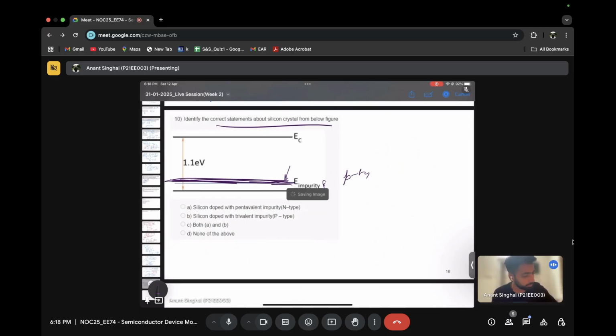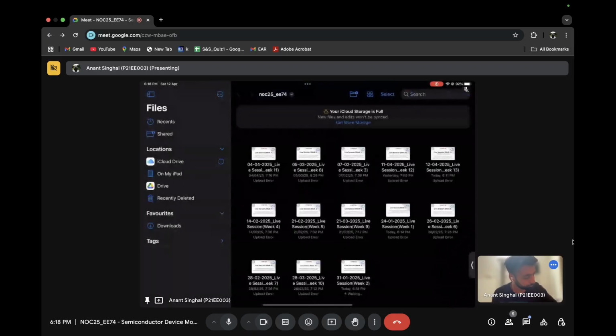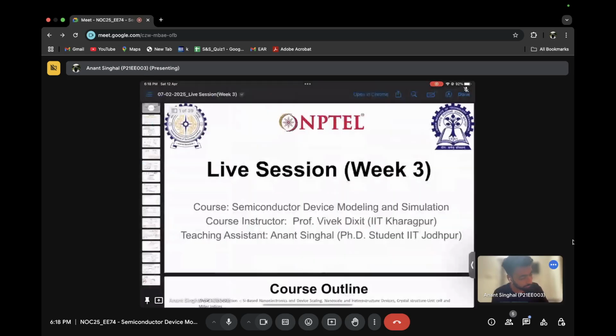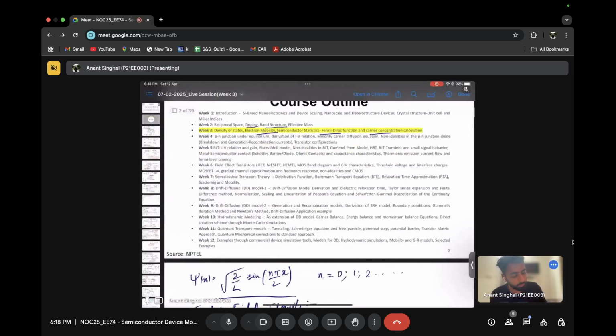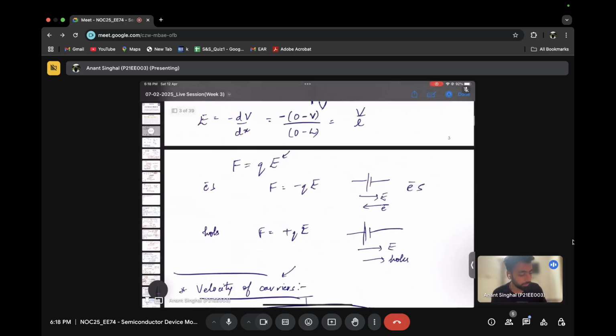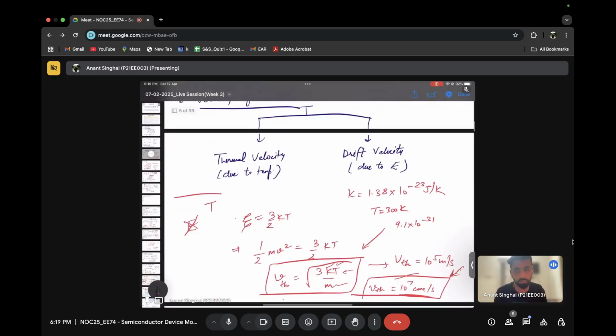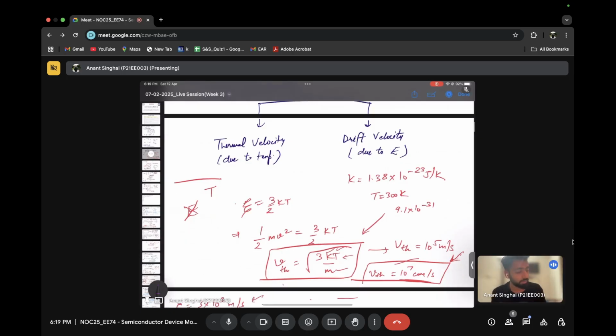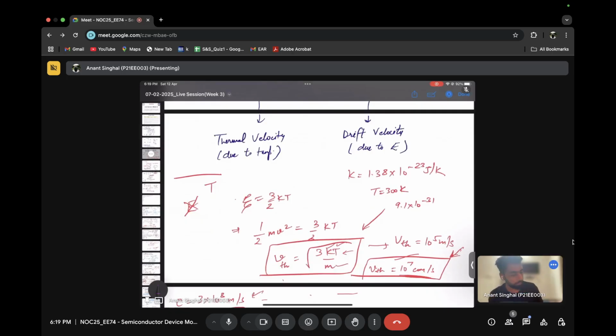Then we went towards, where is week three? Yeah, here. We went towards more of the mathematics: what is the density of states, what is the mobility, how does the electron look like, or what is the distribution of electrons in a device. So we started with electric field. Then there are two types of velocity. One can be thermal, which is due to the temperature. Basically, if you heat a device, there will be scattering, due to which the electron can move randomly or the atoms can move randomly.